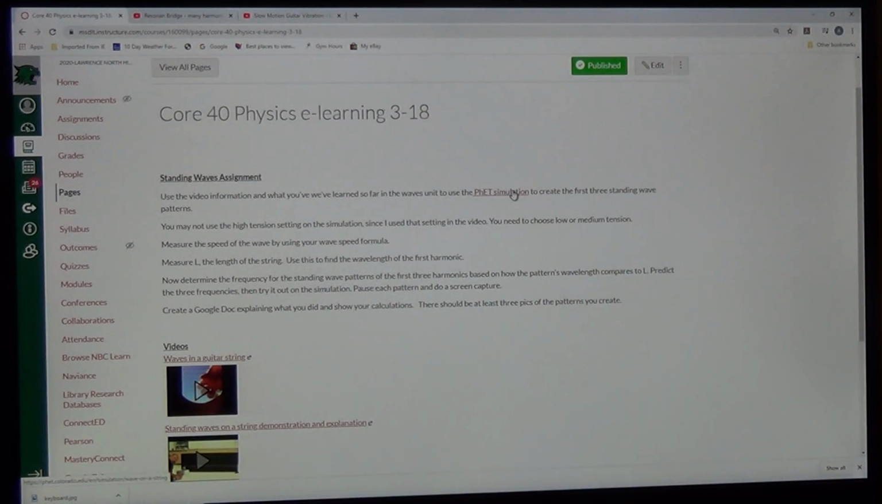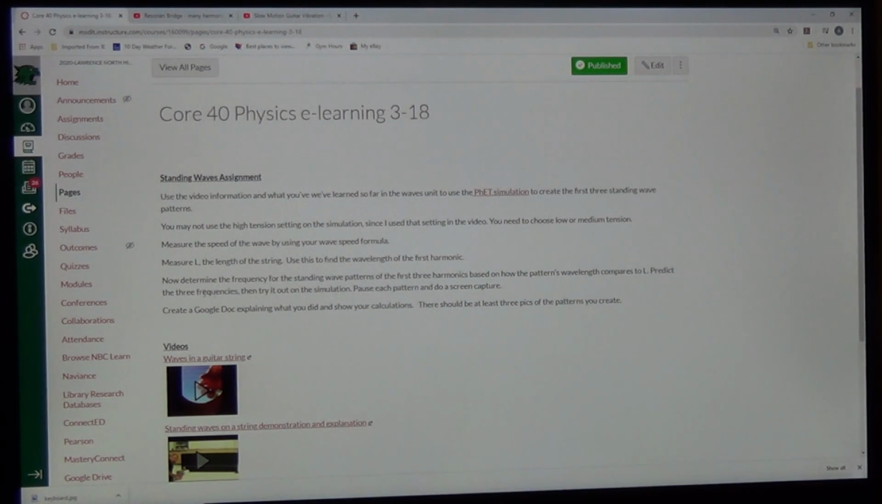Got the link to the PhET simulation. But again, don't use the high tension setting. Go ahead and use medium or low tension. Figure out the speed of the wave. Once you know the speed of the wave and you measure the length of the string, go ahead and find the first harmonic. Once you know the first harmonic, then go ahead and calculate the frequencies for all of the first three. You've already done harmonic number 1, so find harmonic frequency number 2 and harmonic frequency number 3.